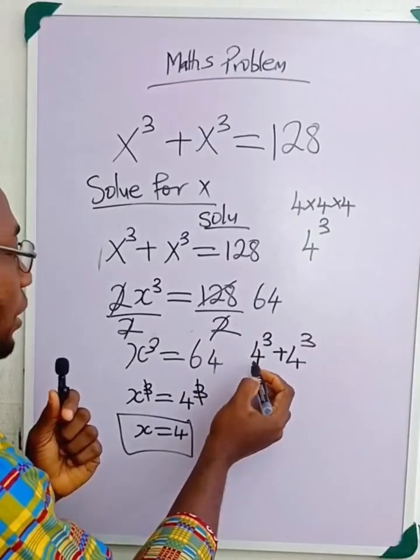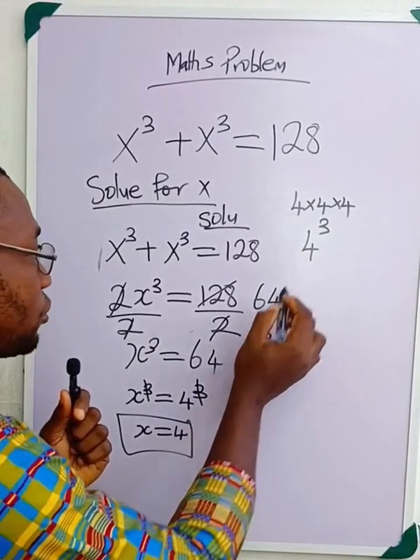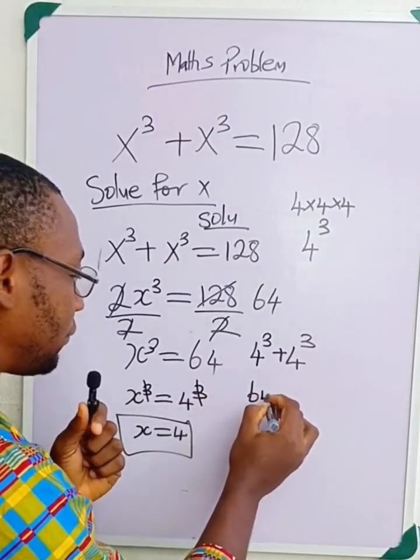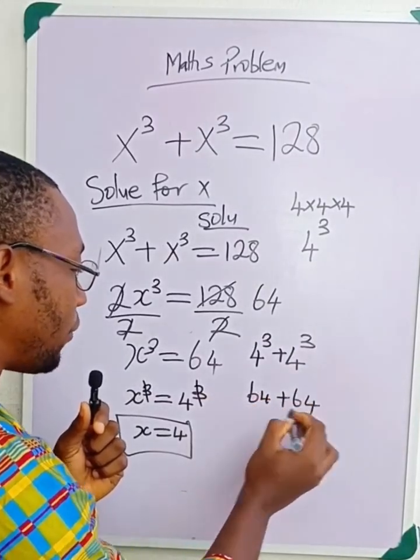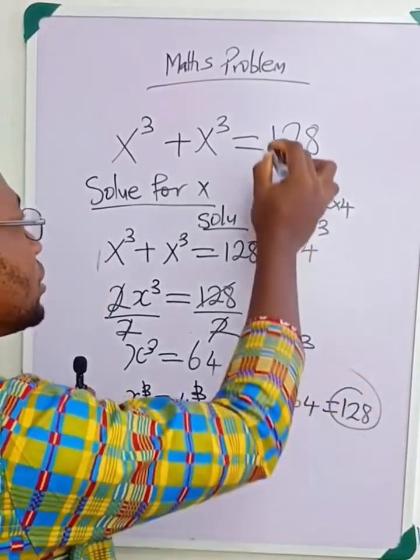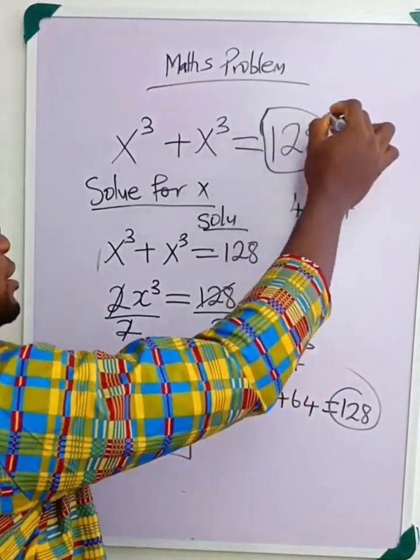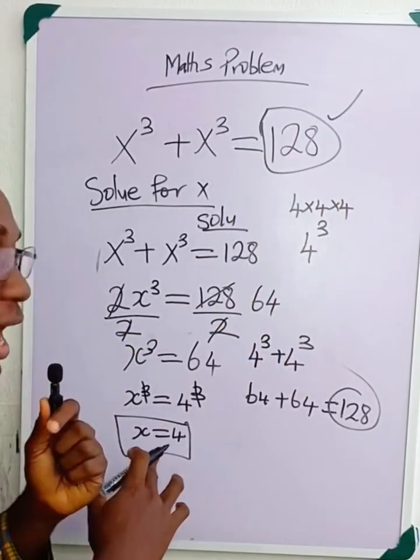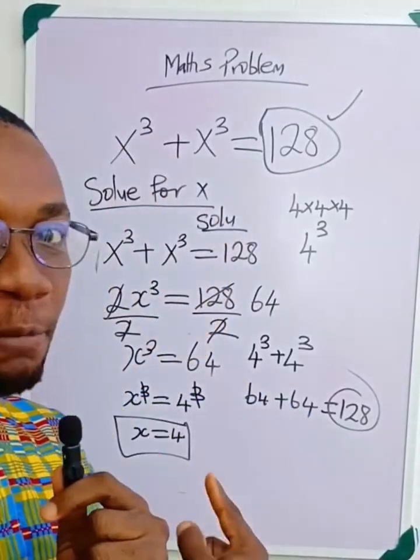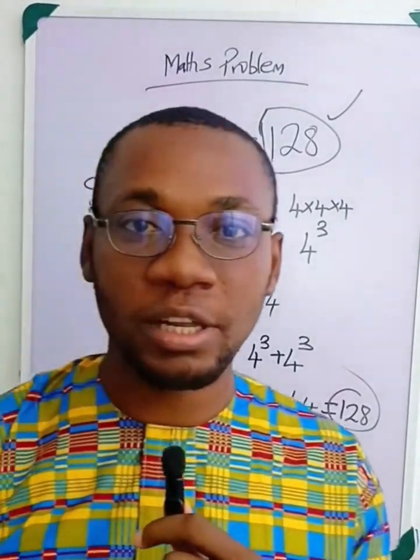All right. We have already established that 4 raised to power 3 is 64. So this is 64 plus 64. 64 plus 64 gives you what? 128, which is this 128. So our value of x as 4 is 100% correct. We've proven that.